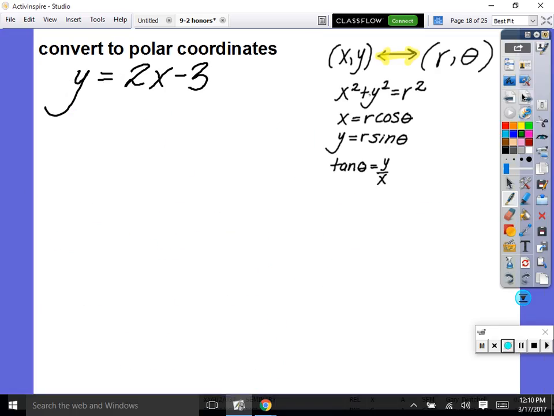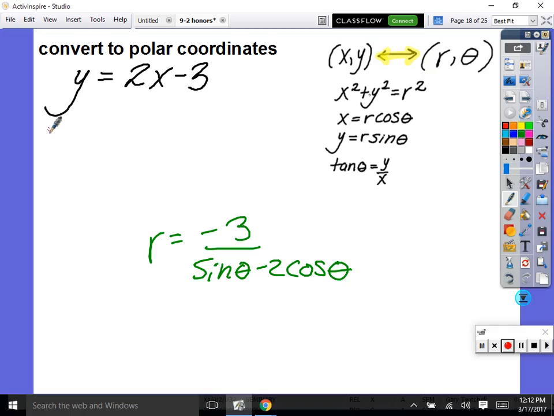There we go. Let's convert to polar. Same type of deal, right? Do you guys want to just try it by yourselves? Sure. Okay. Yes. Equal to negative 3 over sine theta minus 2. Good. Very good. Thank you. So y is what? Yeah, r sine theta. So r sine theta equals 2 times r cosine theta minus 3.